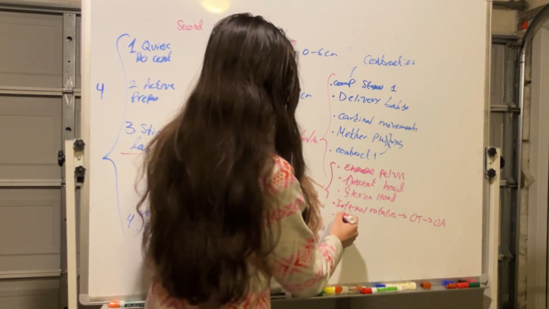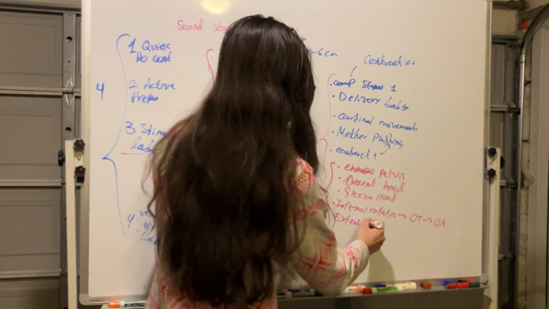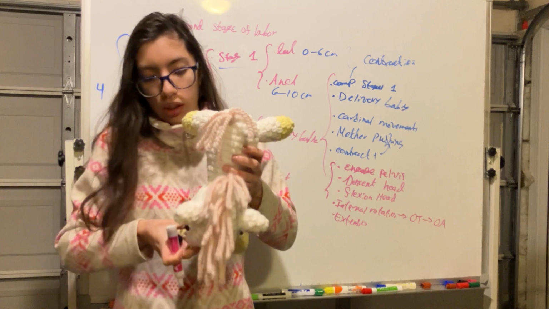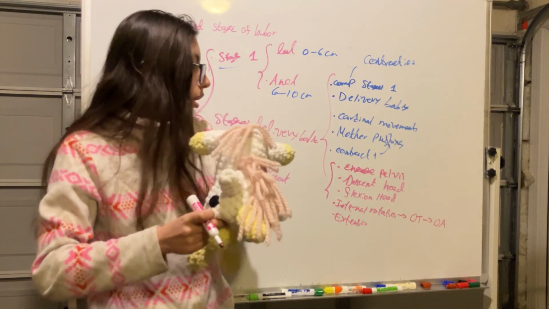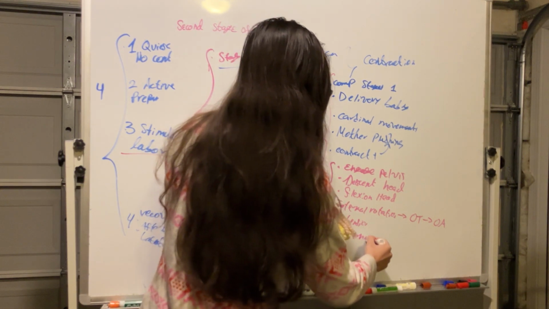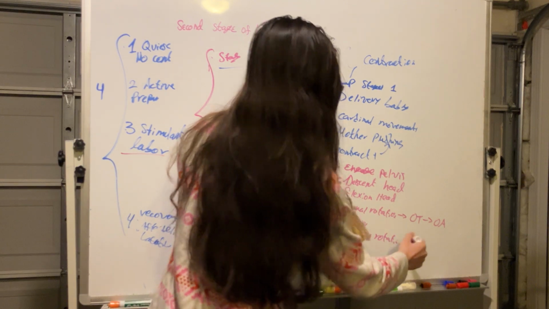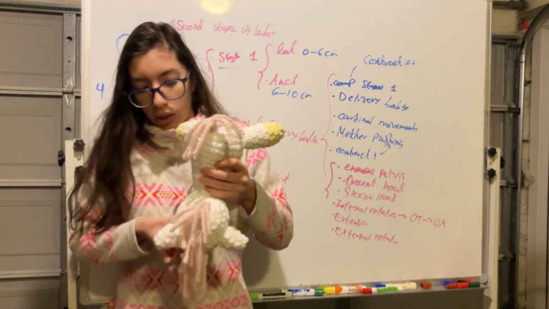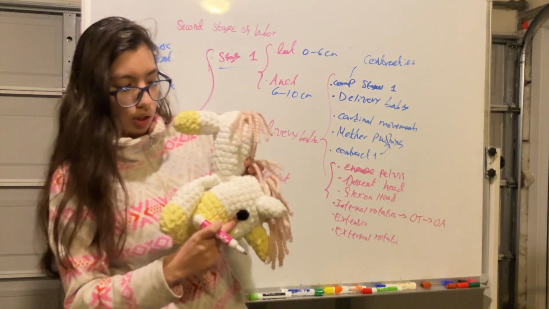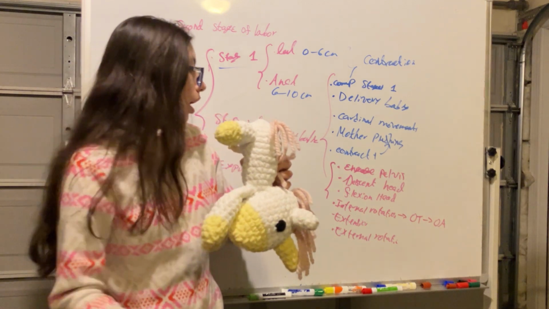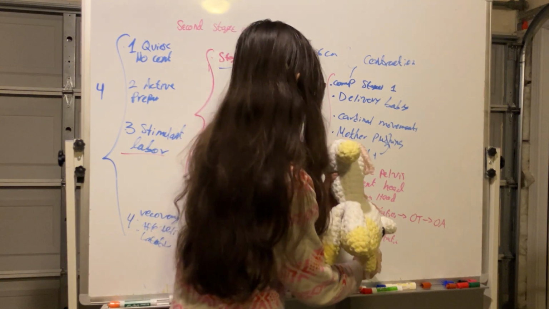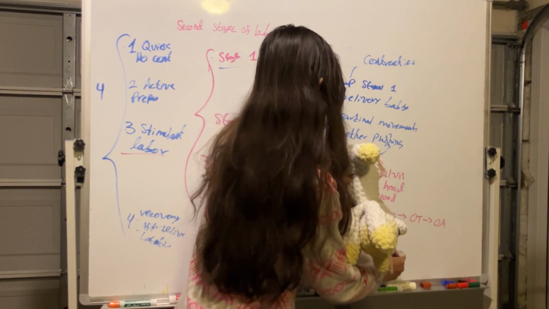Then we have extension of the head of the baby. So now it's in occiput anterior, and then we have extension of the head of the baby, and then we have external rotation of the baby. So extension of the head, then external rotation, rotating all this way, and then we have the delivery of the baby and of the shoulders.